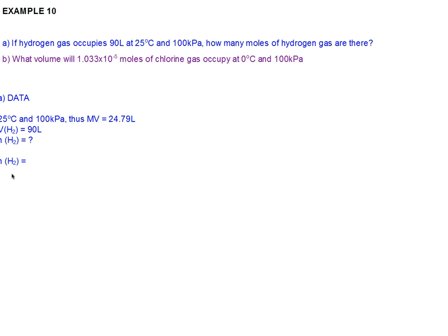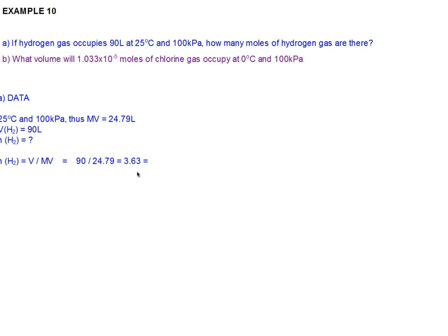So what formula can I use that equates number of moles, volume and molar volume? We just learned about it. Number of moles equals volume divided by molar volume. So now I can substitute my data in. I'm going to put 90 in for hydrogen. I'm going to put 24.79 in for the molar volume. I put that in my calculator, and it tells me that's equal to 3.63.